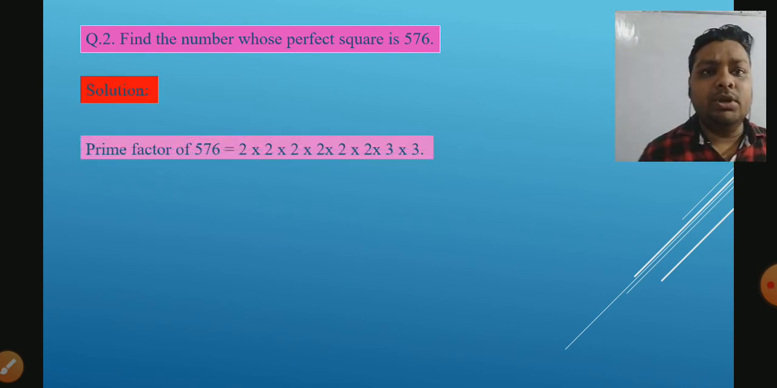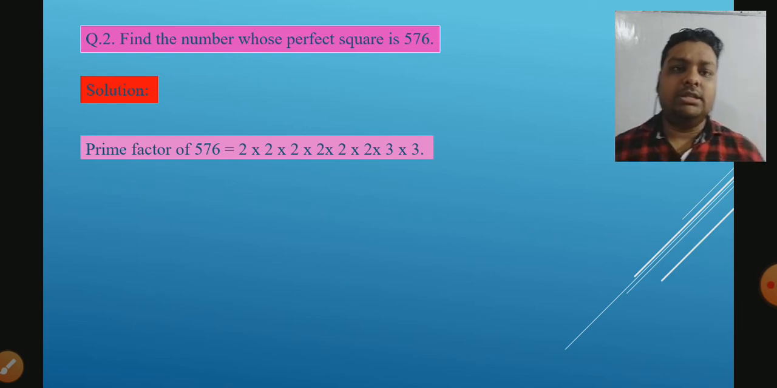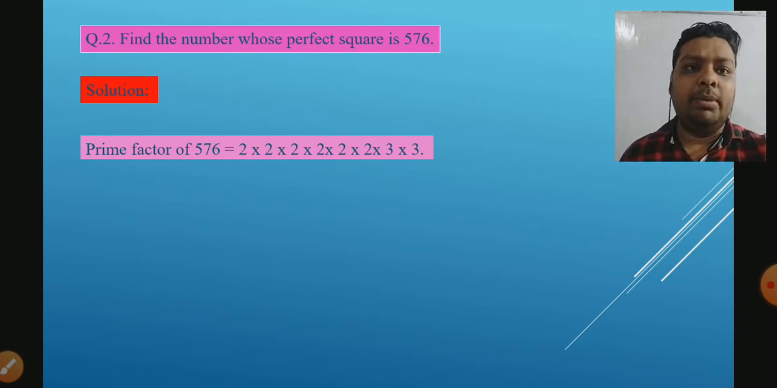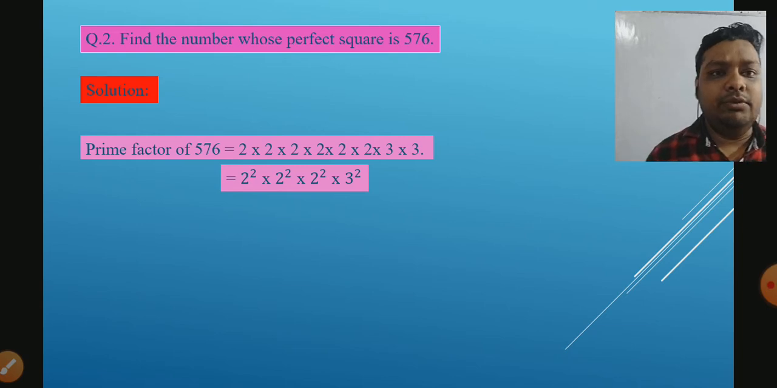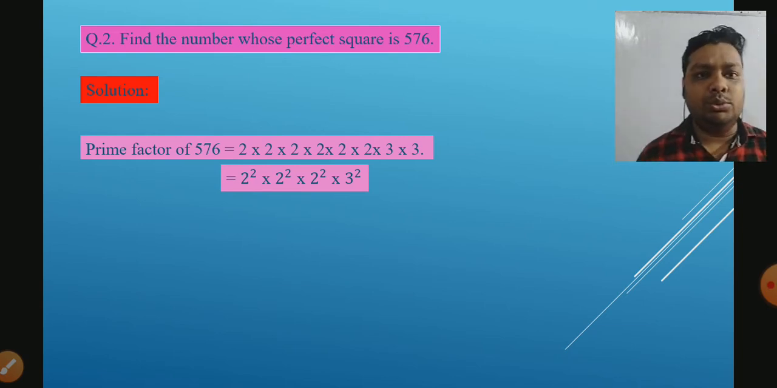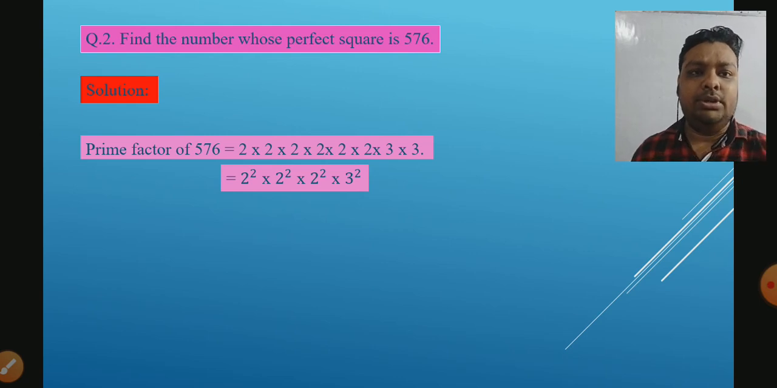Now, again, we will find the prime factor of 576. Then we will get 2. How many times? Here you can see that 2 appears 6 times and 3 appears 2 times. Okay. Then we can write the numbers as 2 to the square, then again 2 to the square, then again 2 to the square into 3 to the square.